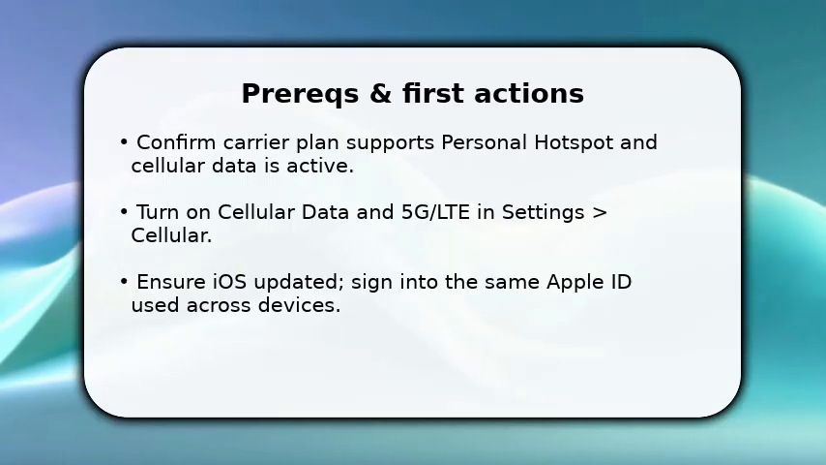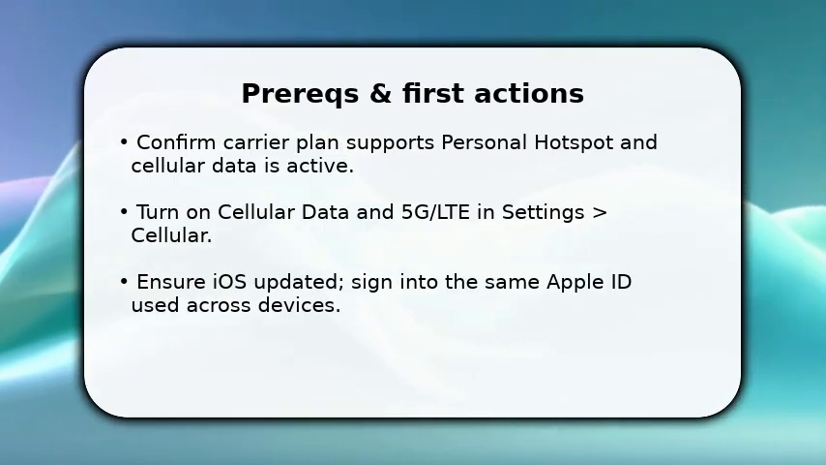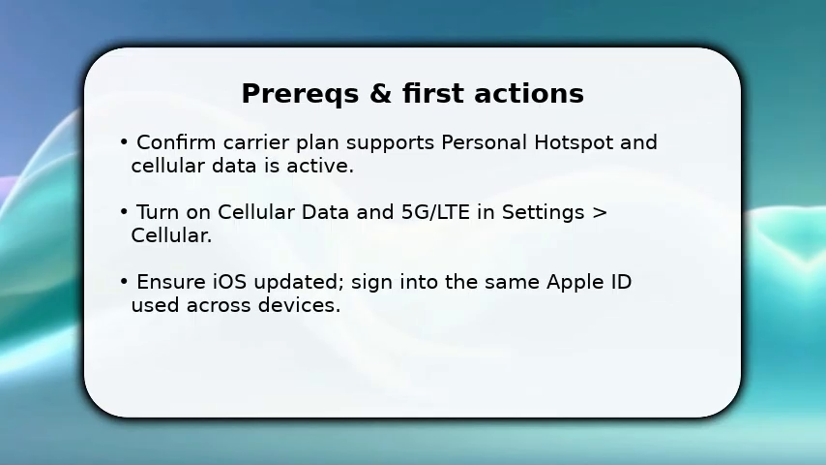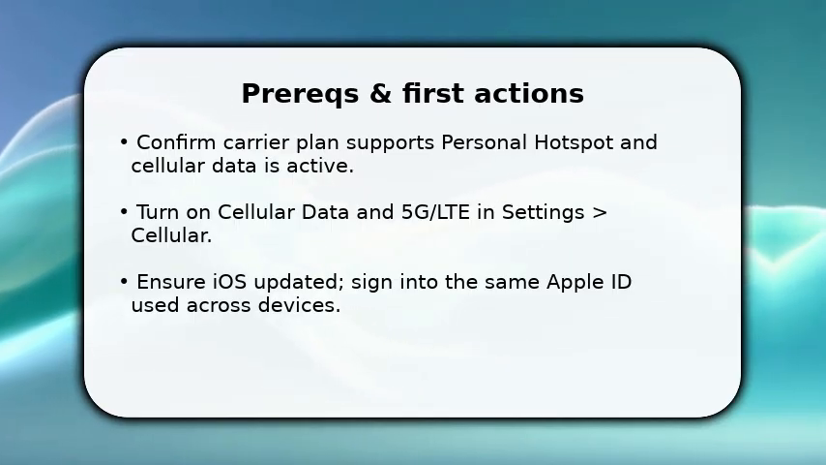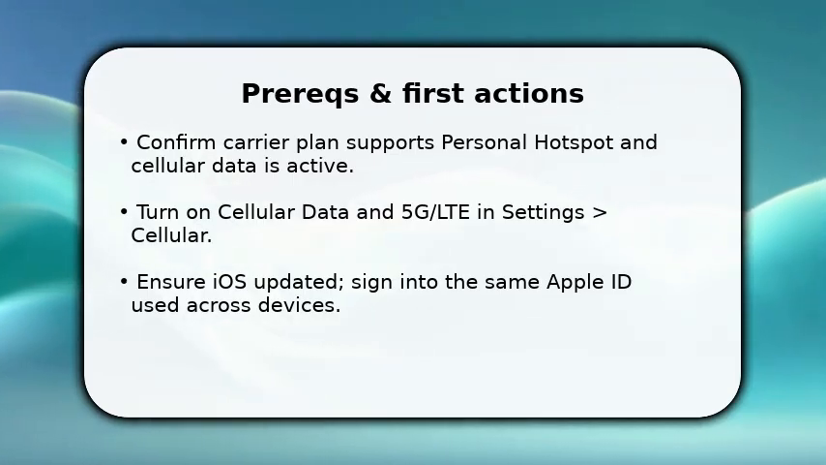You start by confirming the only viable path. Your carrier and iPhone must allow Hotspot. Once confirmed, enable cellular data and preferred network 5G/LTE in settings. Make sure iOS is updated so system features appear correctly.